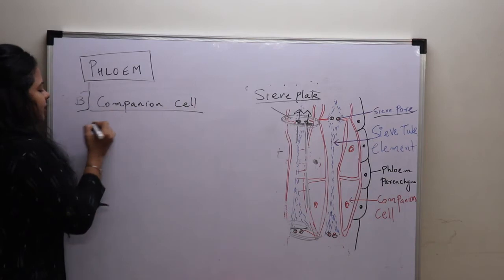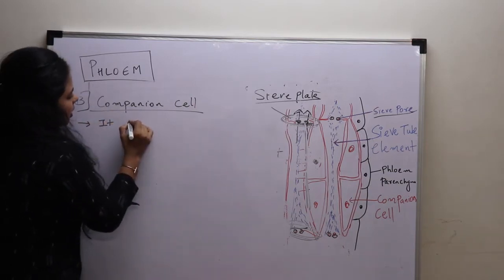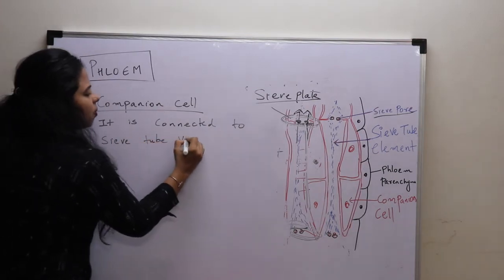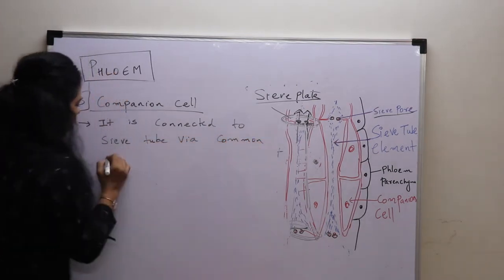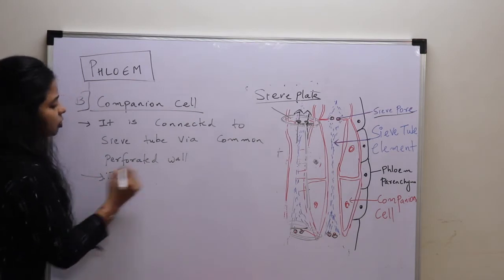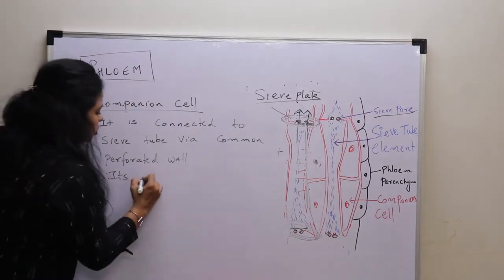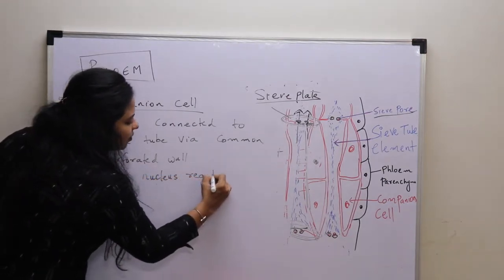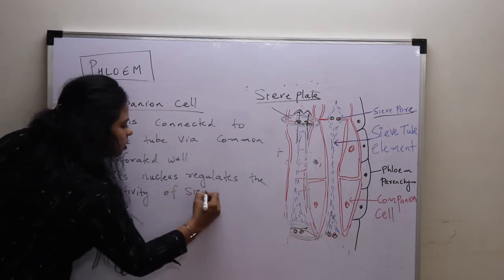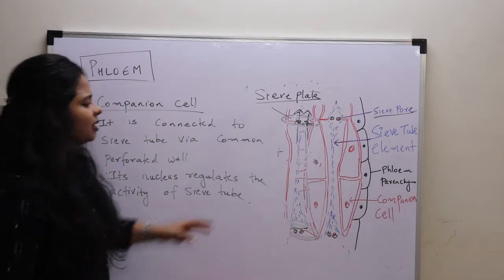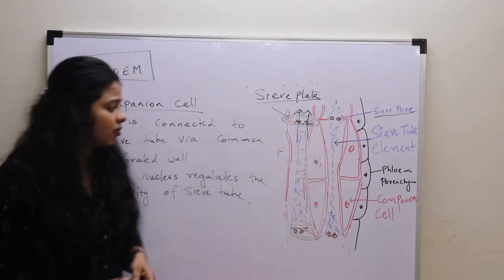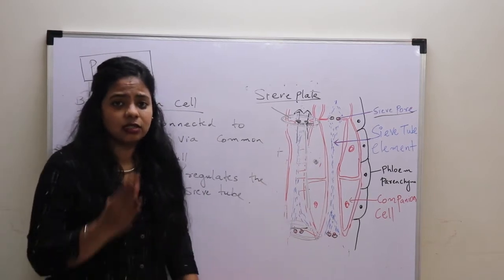Therefore the second part of the phloem is called companion cell. Companion cell is connected to sieve tube via a common perforated wall. Its nucleus regulates the activity of sieve tube. Okay, so here we have discussed what is companion cell. It is a cell which is present beside the sieve tube, and it controls the activity of sieve tube because of the perforations on the wall between the two cells, that is sieve tube and companion cell.